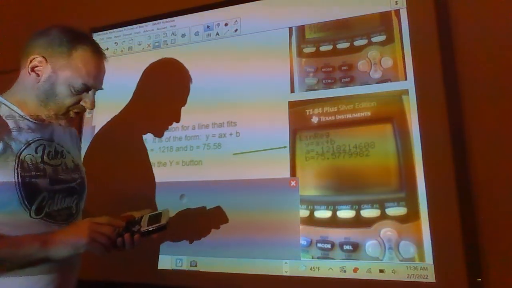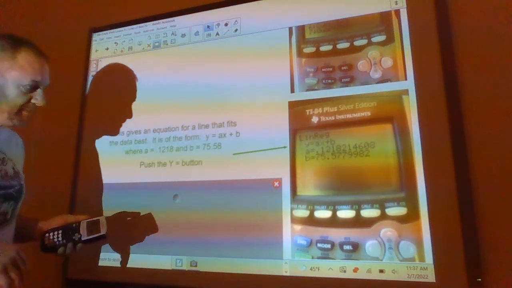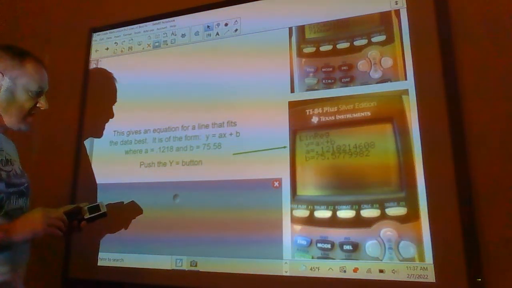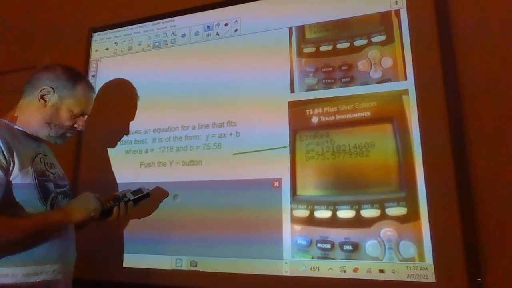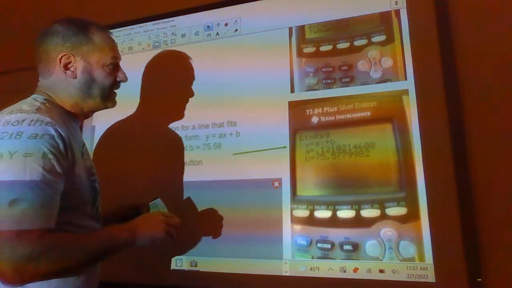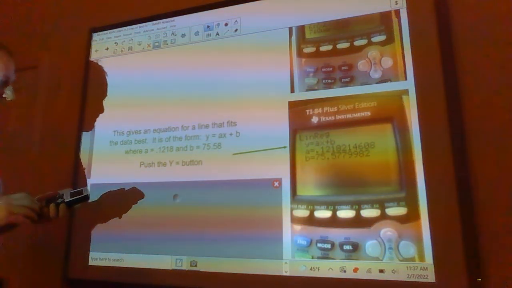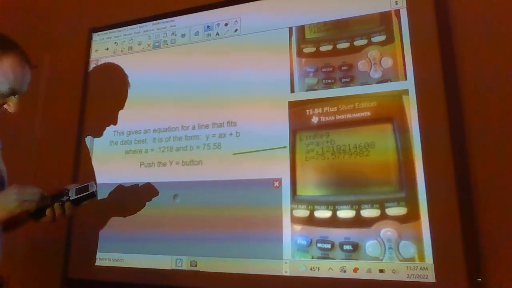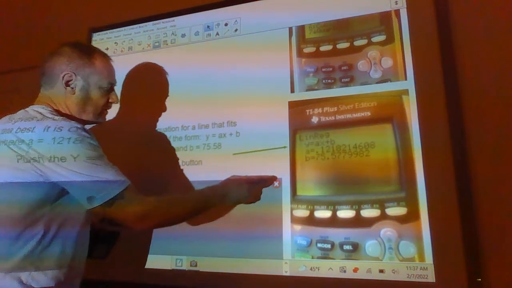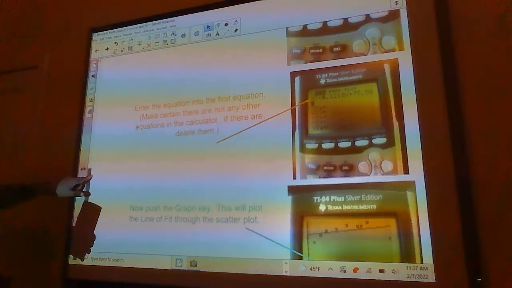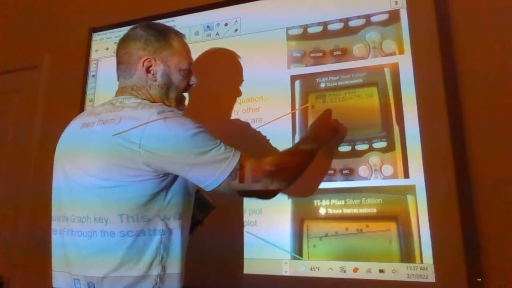So what you can do is push the Y equals button, which is right up here in the corner. Make sure there are no equations in there. And then go ahead and plug in 0.1218. Push your X key, which is right here, right below the mode key. X plus 75.58 and hit enter. Once you've done that, it looks like this in your calculator.